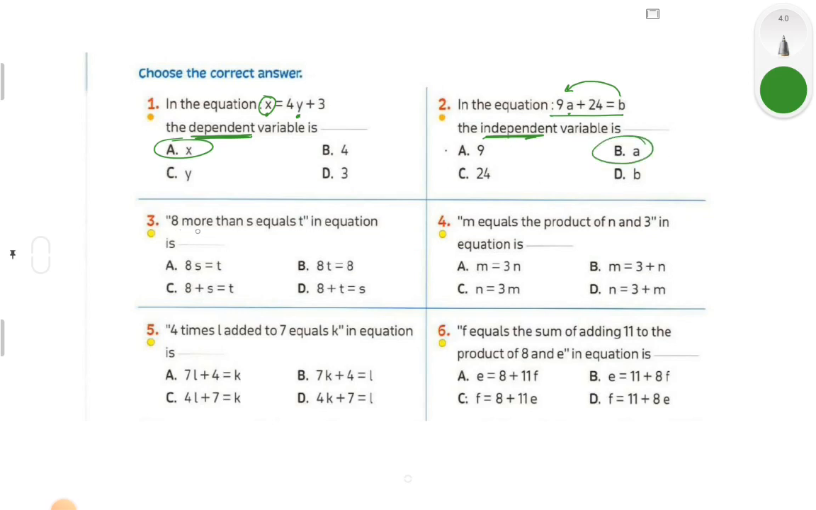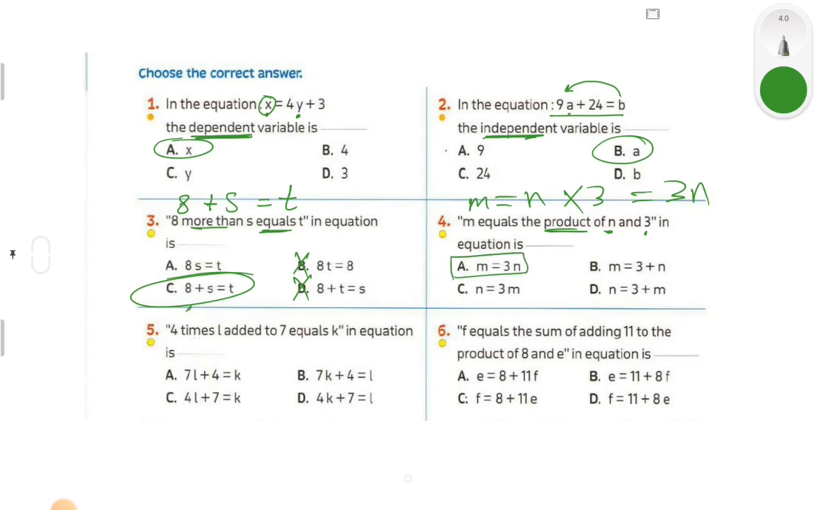8 more than s. More than means plus. That's 8 more than s equals t. Which one is the correct? 8 plus t, 8t, or 8 plus s equals t. M equals the product, that means multiply, n and 3. In an equation, we know that n by 3, I can write it as 3n. So m equals 3n.